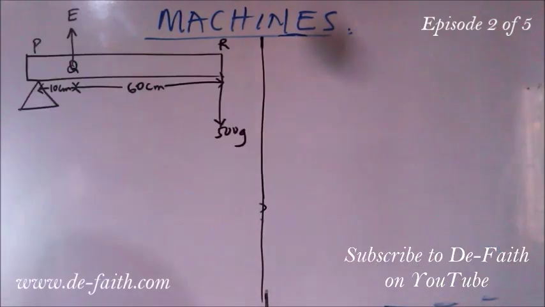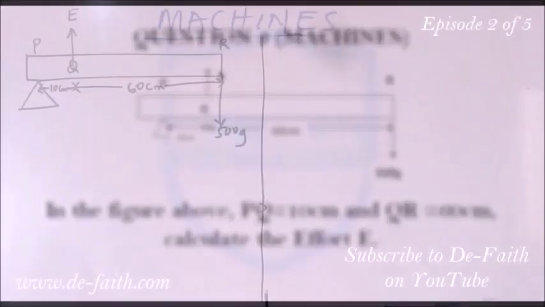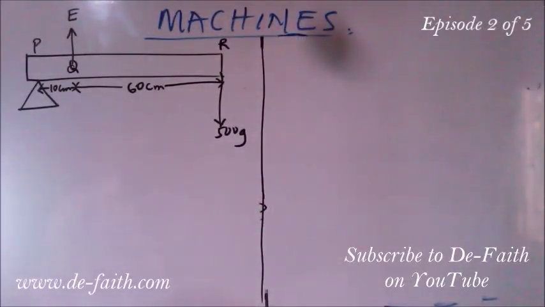This next question says, in the figure shown, PQ, the distance from P to Q, is 10 centimeters and the distance from Q to R is 60 centimeters. Calculate the effort, which is E. Now, for us to understand this, we need to understand equilibrium, that is, having a body in equilibrium, or moment of a force. So I would refer you to our class under equilibrium.